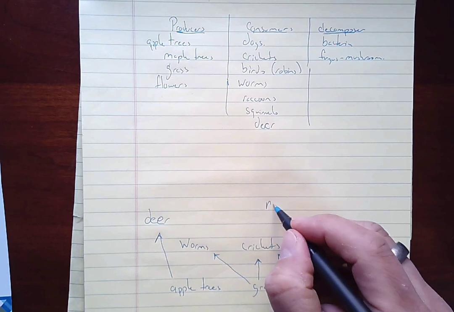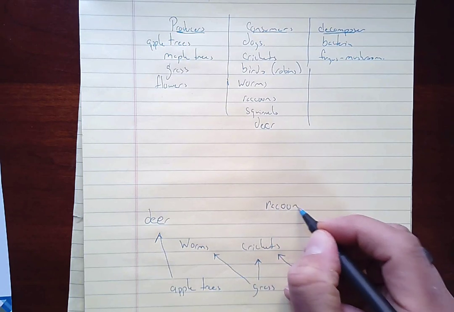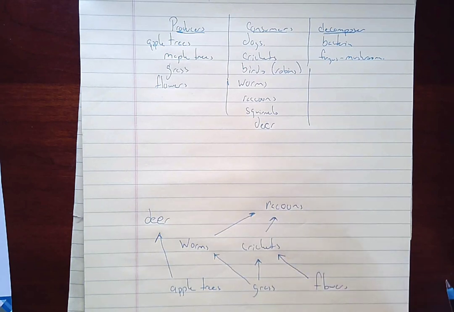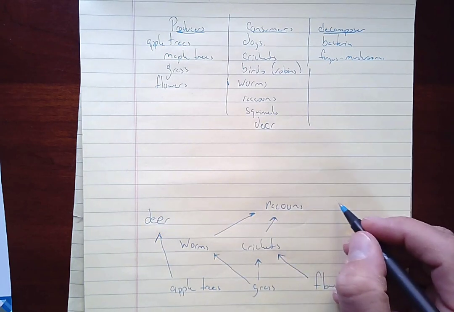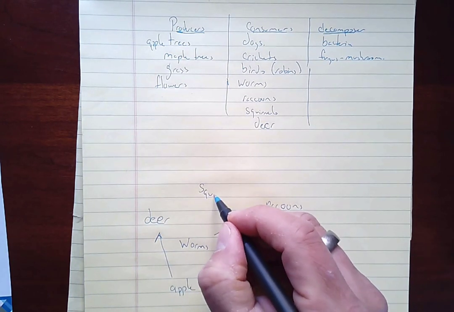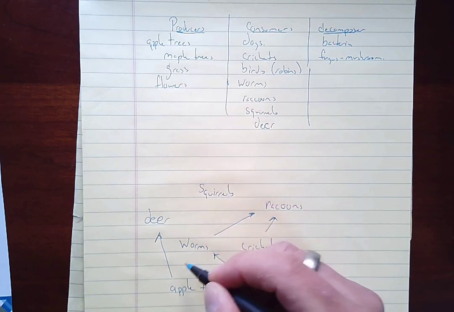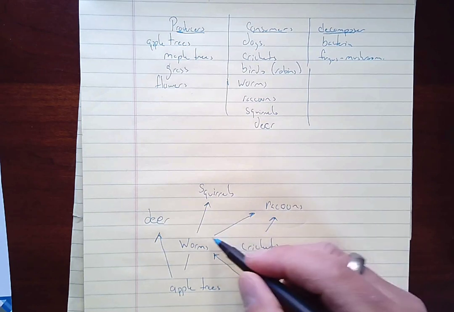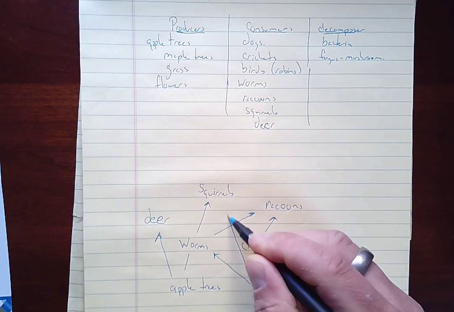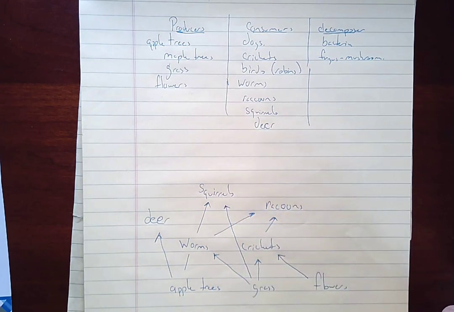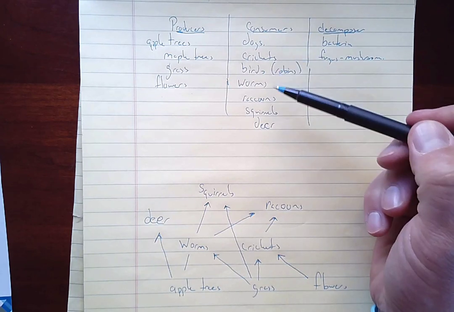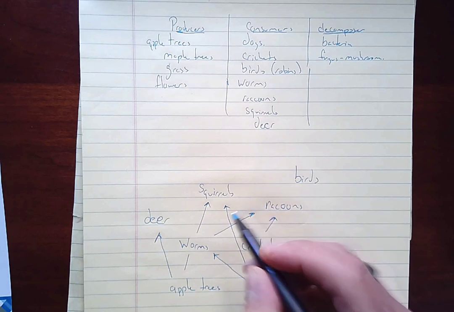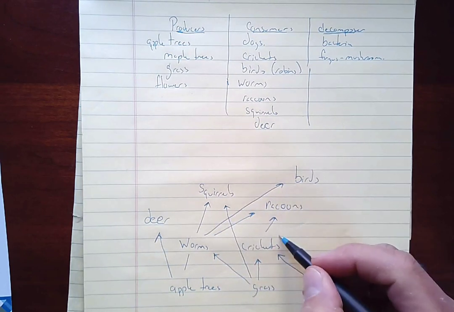My raccoons. And my squirrels. Those are going to obviously, what else do I have in here? My birds. Those are going to eat the worms. Those are going to eat the crickets.